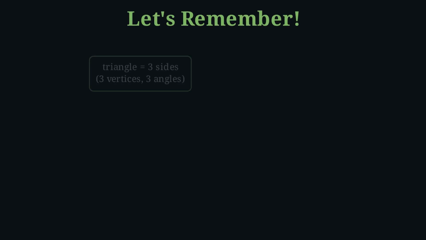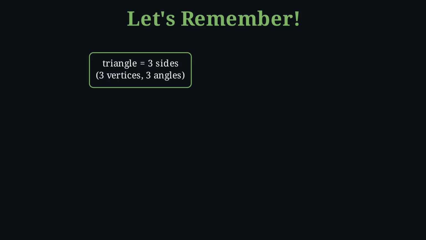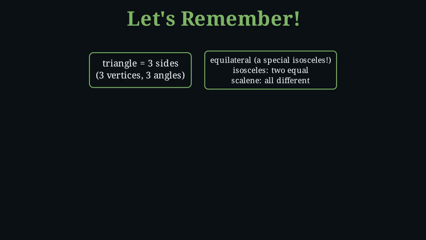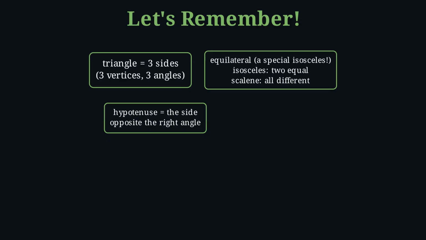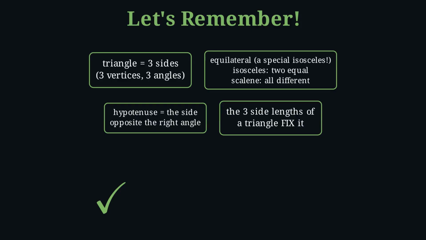Let's remember, a triangle. 3 sides, 3 vertices, 3 angles. Sort by equal sides: equilateral, which is a special isosceles; isosceles, 2 sides equal; scalene, all different. The hypotenuse is the side opposite the right angle. And the 3 side lengths of a triangle fix it. Same size, same shape, completely. Next time, 4 sides. And a family tree.